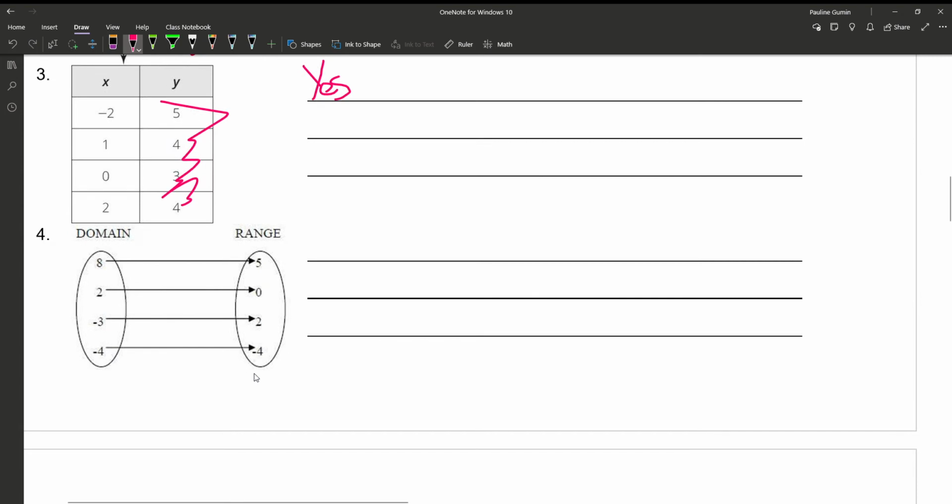Number 4 is a map. We, once again, ignore the range. We're going to look at the domain. And I want to make sure that domain only has one arrow coming out of each number. Now, if I had an arrow, say, like this, 2 arrows coming out of 8, that would make it not a function. So in this case, yes, this is a function. Notice that -4 going to -4, that doesn't matter. The range has nothing to do with it. It's all about the domain.